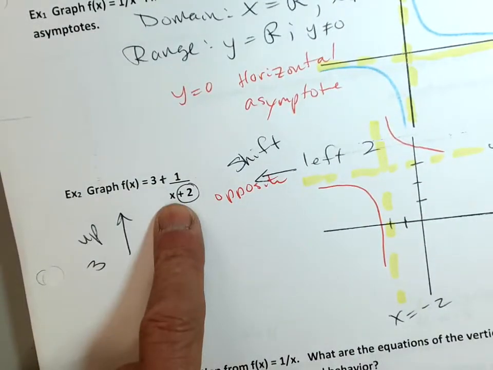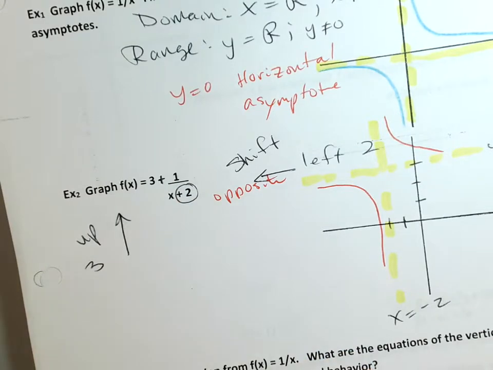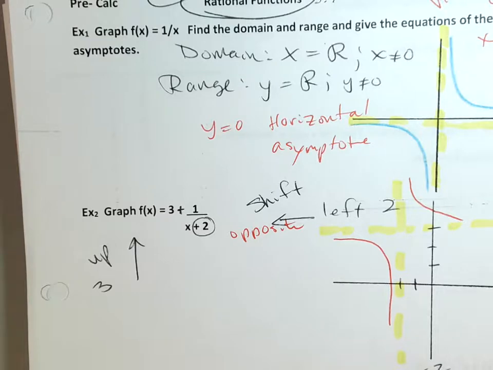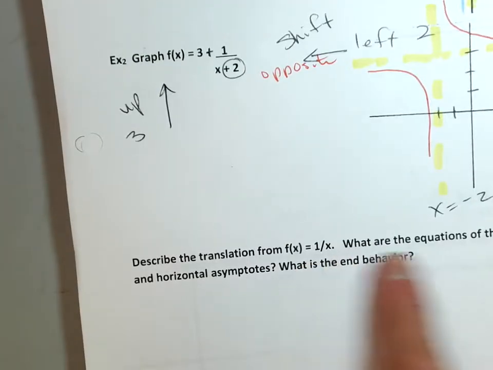Now if this is negative, the whole graph is just upside down. But if this were a -1 here, then the whole graph's upside down. Does that make sense? If this is a negative here, the whole graph's upside down. Right? Okay. All right, number 3, describe the transformation from f(x) equals 1 over x.